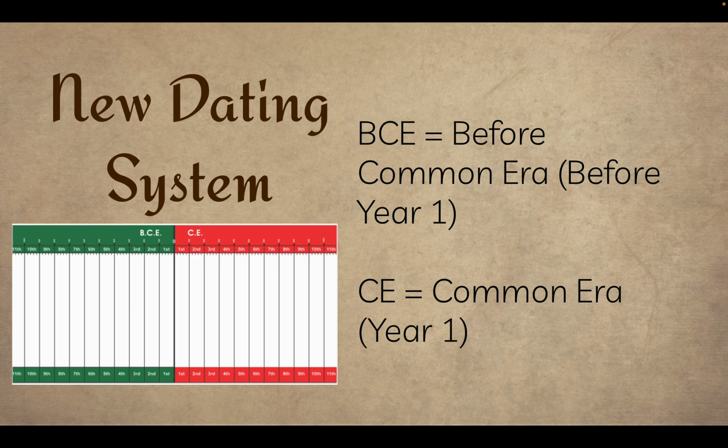When we talk about the before Common Era, it's a dating system that's built off the birth of Jesus of Nazareth. Now, historians don't use religious connotations in dating. So we have before Common Era, which is before year one, and then we have the Common Era, which is year one. So when you look at this, the centuries count down, and then eventually they count up.